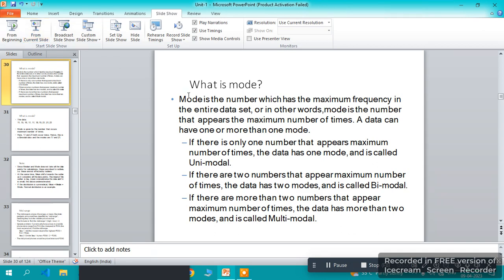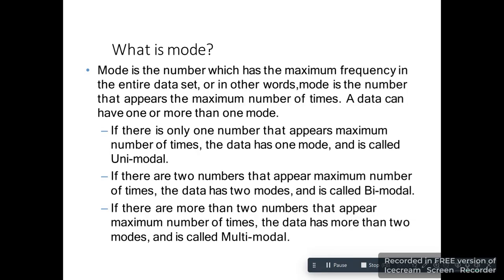Now, we will see the next part from the first unit, which is mode. This is the third type of the measure of central tendency. Okay, every time remember one thing: mean, mode, and median, the types of the measure of central tendency, are a very important part. So the third type is mode.